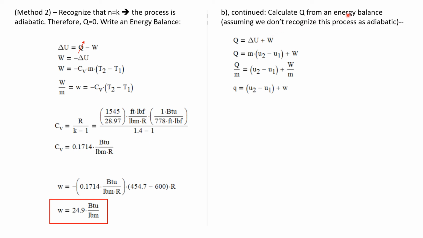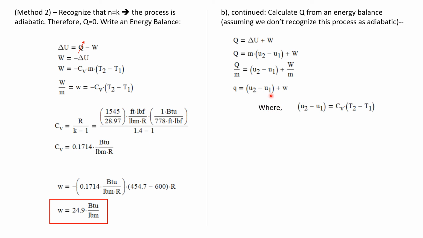Let's calculate Q from an energy balance. Assuming that we didn't recognize that this process was adiabatic, we can determine that with this energy balance. Q is delta U plus W. That's our basic closed system energy balance. And I'll rewrite delta U as m times U2 minus U1. Divide both sides by the mass, and I have Q over m is U2 minus U1 plus W over m. We'll rewrite that as small q, the heat transfer per unit mass, is the change in specific internal energies plus the work per unit mass.